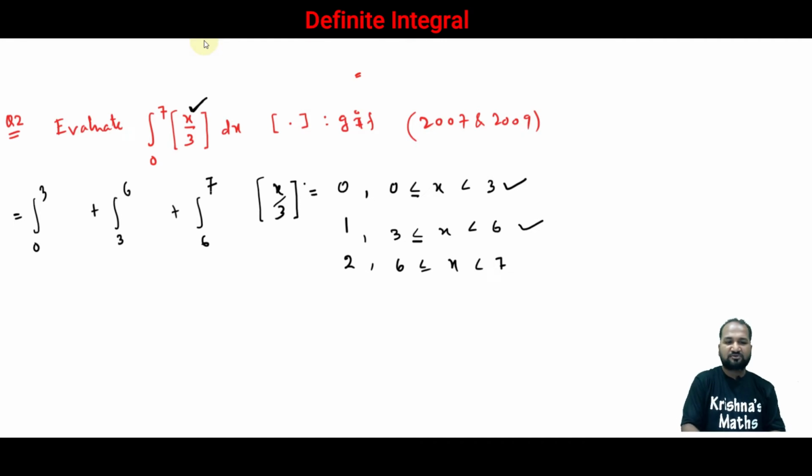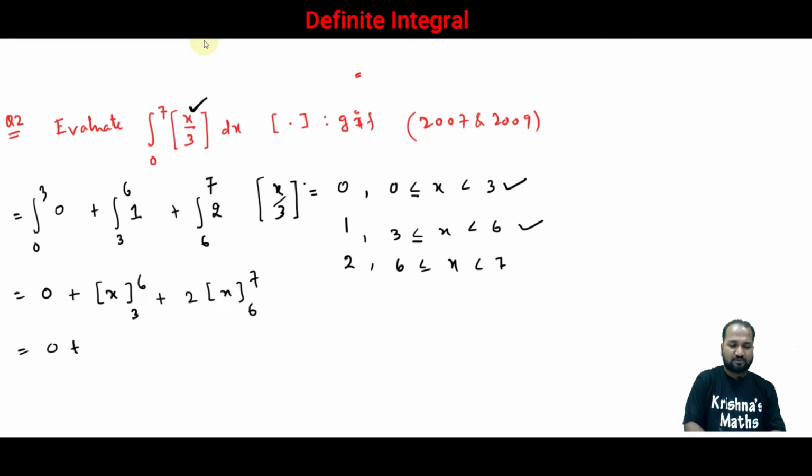So from 0 to 3 x upon 3 will be equal to 0, and from 3 to 6 this will become 1, and from 6 to 7 this will become 2 into dx. So first integral value is 0, second integral x, and this is from 3 to 6, third integral 2 into x, and this is from 6 to 7.